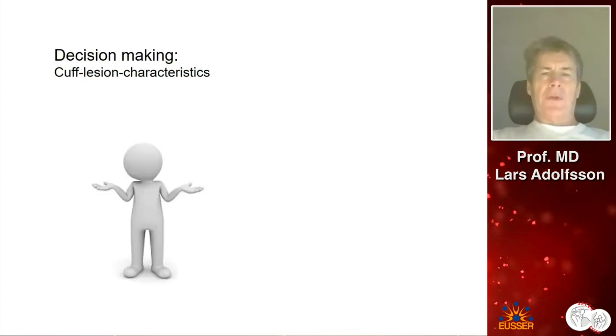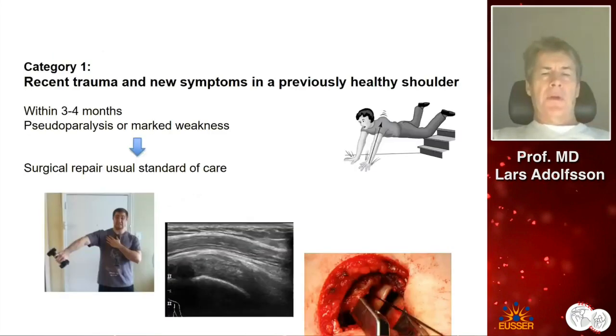There are also factors related to the cuff tear itself, and I've categorized those into five different types. First of all, a fresh rupture with a previously healthy shoulder or healthy patient, we're very keen to repair that within the first 3 to 4 months. And usually in our case that is through a mini open repair.